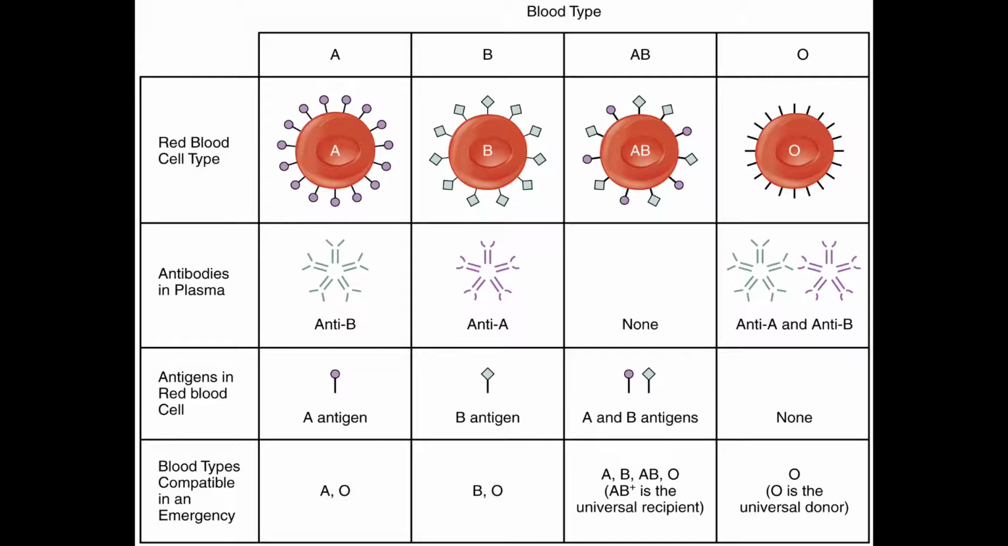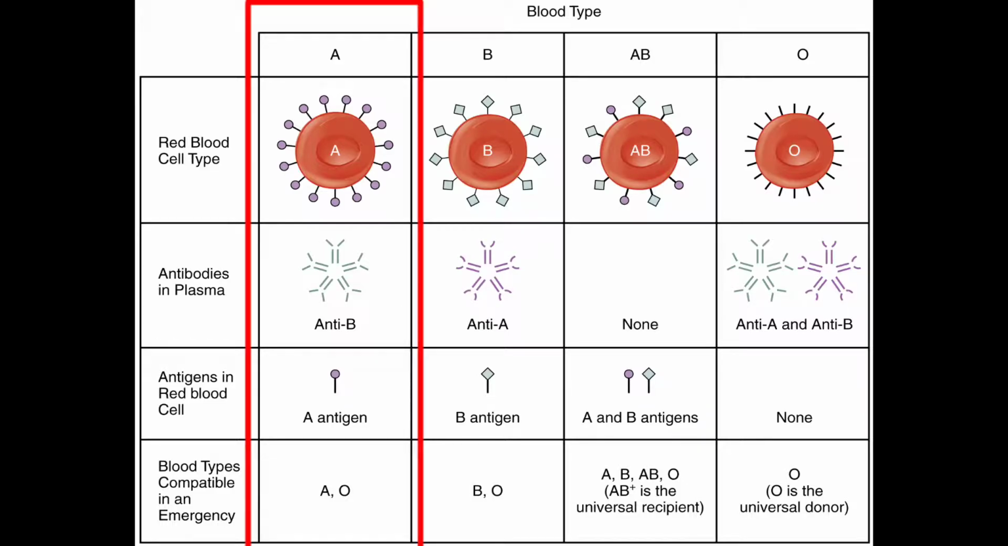So first of all, let us discuss blood group A. Red blood cell type A has antibodies in the plasma. Anti-B antibody is present in the plasma, and the antigen on the red blood cell in the type A blood group is the A antigen. So the blood types compatible in an emergency with blood group A are A and O.